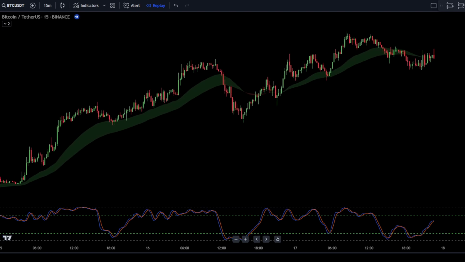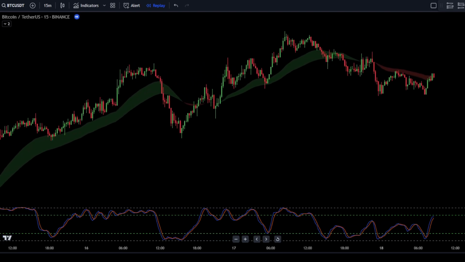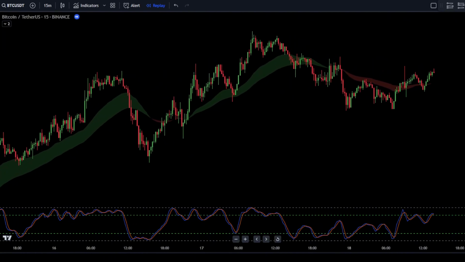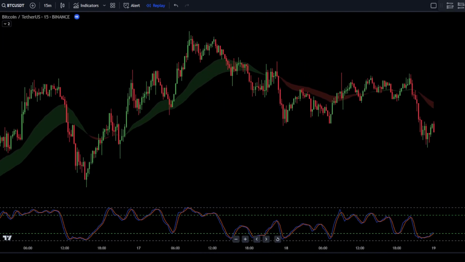Besides being used for crypto trading, you can also apply this pullback trading strategy to other assets like gold or XAU USD, forex, stocks, and various other assets.